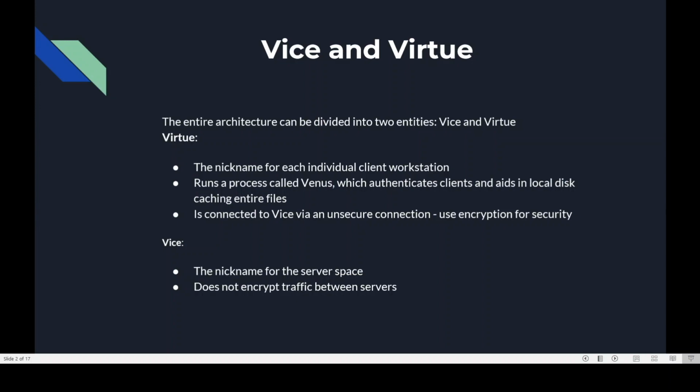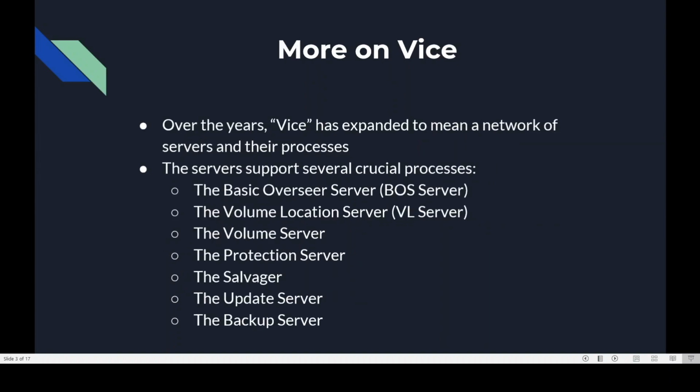It does not encrypt traffic between the servers. And we're going to talk about it at length here right now. So, more on Vice. Over the years, it has expanded to mean a network of servers and their processes. The server supports several crucial processes: the basic overseer server, the volume location server, the volume server, protection server, salvager, the update server, and backup server. And we're going to get into all of those.